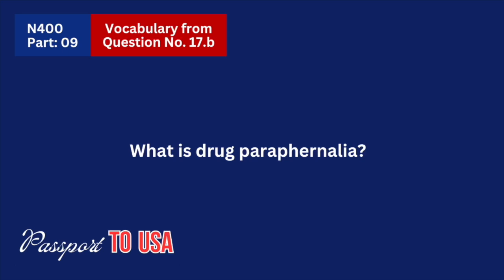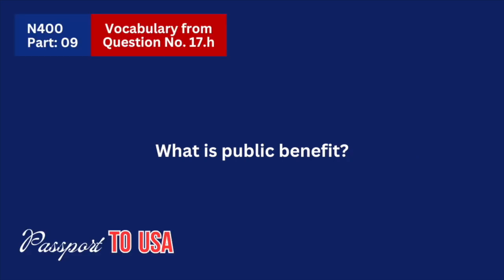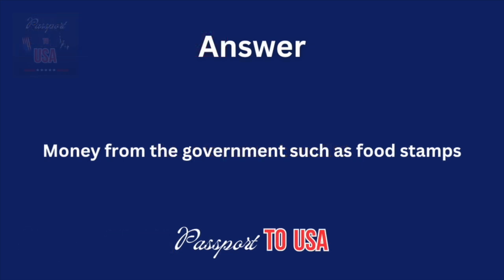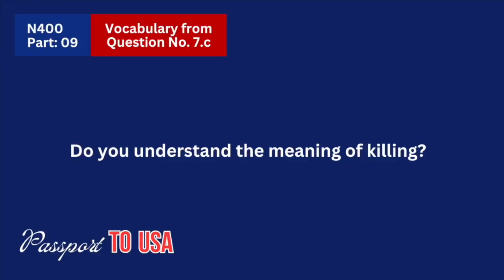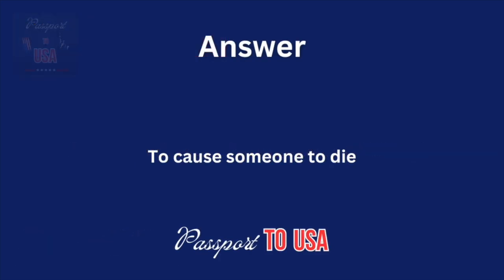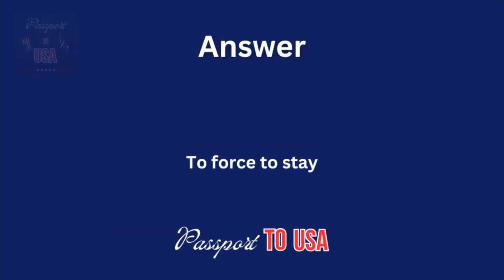What is drug paraphernalia? Equipment to make or use illegal drugs. What is public benefit? Money from the government, such as food stamps. Have you ever served in the U.S. Armed Forces? No. Do you understand the meaning of killing? To cause someone to die. Define detain. To force to stay.